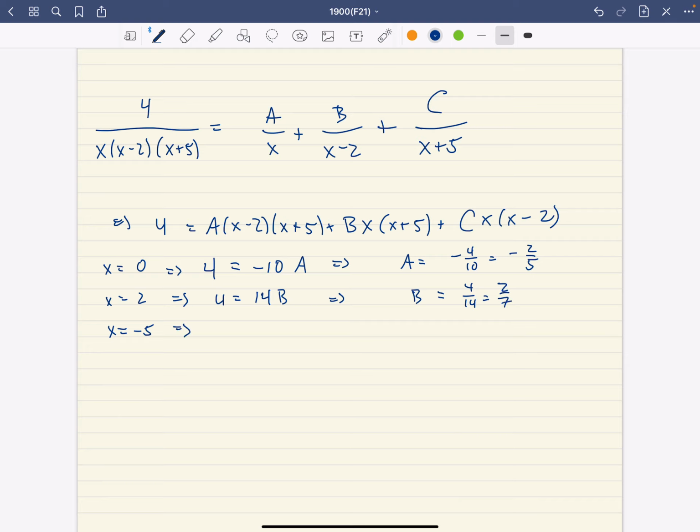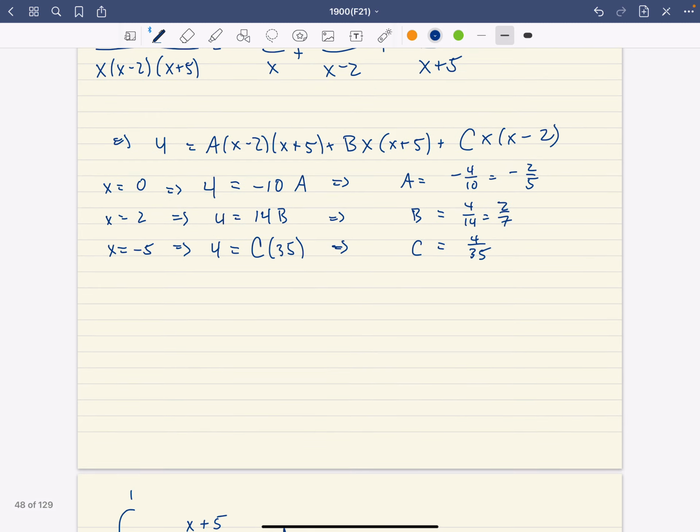And then finally, when we plug in negative 5, we're going to get 4 on the left side. The b and the a terms are going to cancel, and we're going to get c times negative 5 times negative 7, so that's c times 35. So that means that c is going to be 4 over 35. Okay, and that doesn't simplify at all.